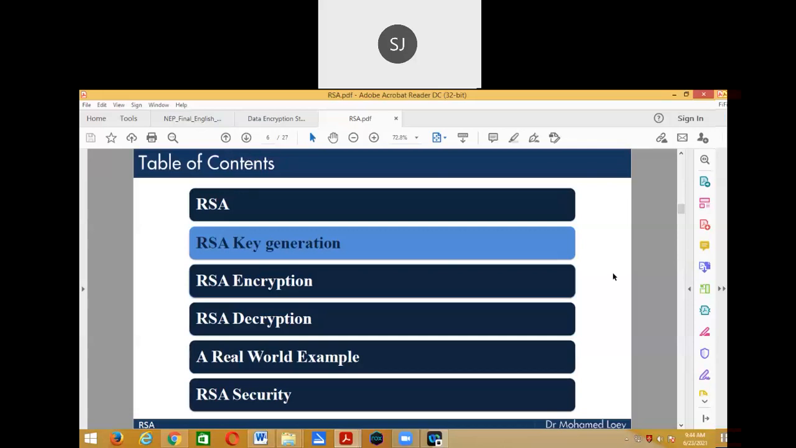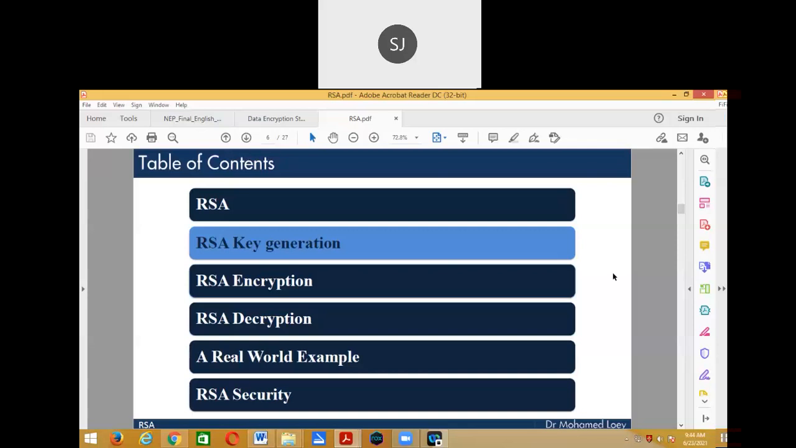Suppose A wants to communicate with B. What will A do? A will encrypt the message using B's public key. Are you getting my point? Because B's public key is known to A. Similarly, A's public key is known to B.